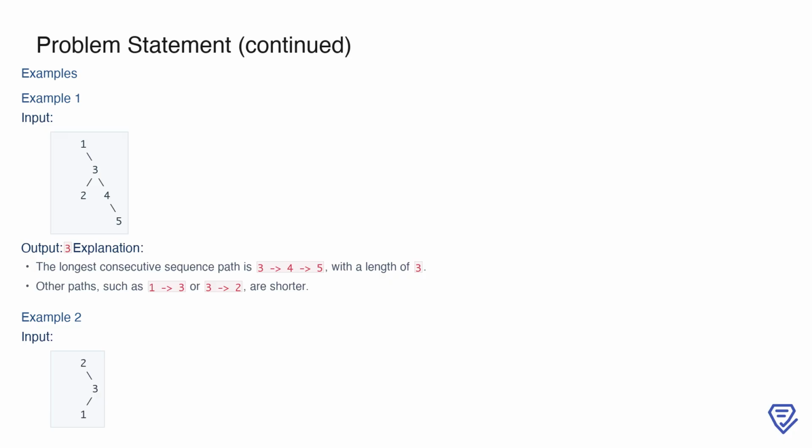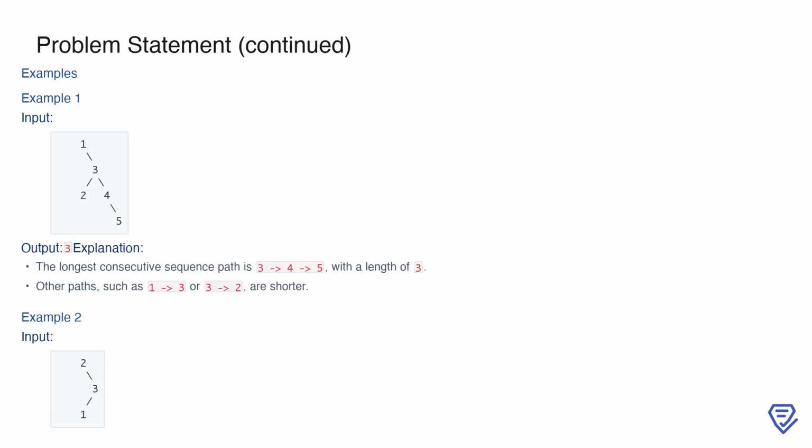In the first example, the binary tree has the following structure. The root node is 1, which has a right child 3. The node 3 has 2 children, 2 on the left and 4 on the right, and the node 4 has a right child 5. The longest consecutive sequence in this tree is the path 3 to 4 to 5, which gives us a length of 3. While there are other paths, such as 1 to 3 or 3 to 2, these are shorter and don't maximize the sequence length.